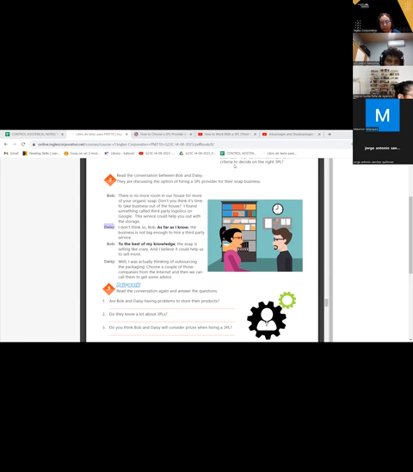Okay, there is no more room in our house for more of your organic soap. Do you think it's time to take business out of the house? I found something called third-party logistics on Google. This service could help you out with the storage. I don't think so, Bob. As far as I know, the business is not big enough to hire a third-party service.